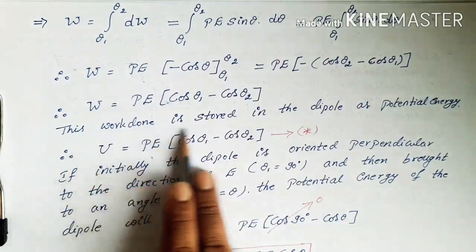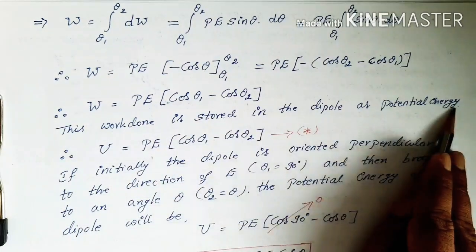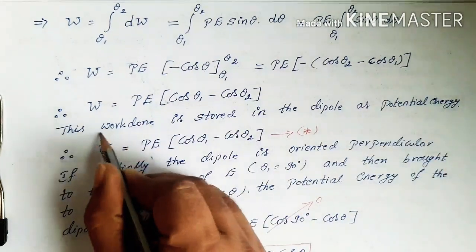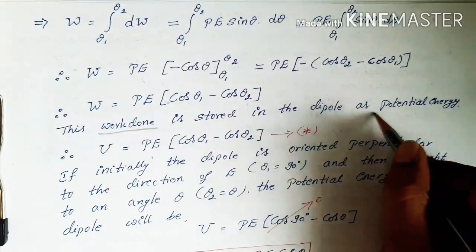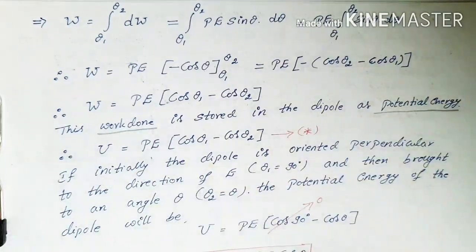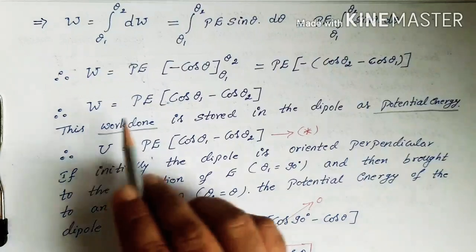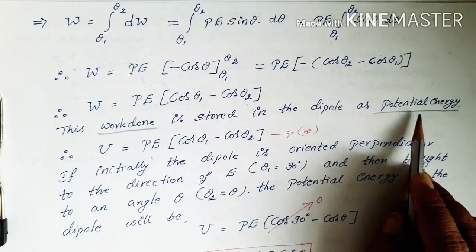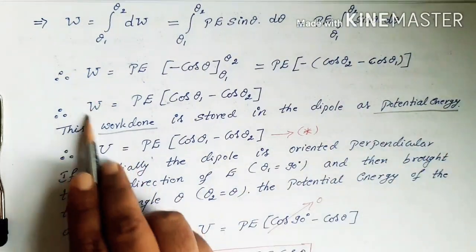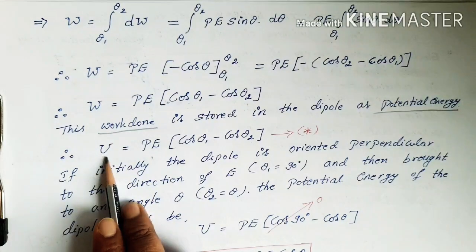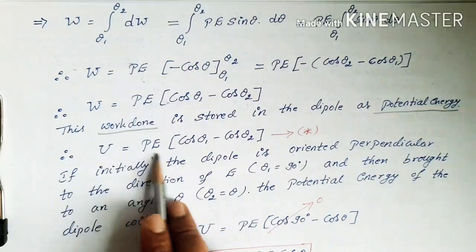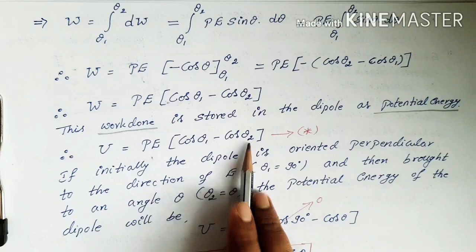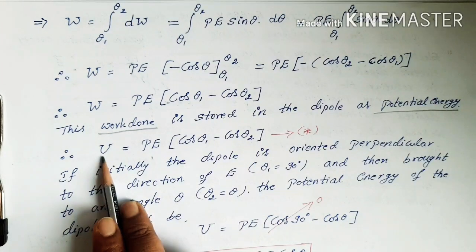So this work done is stored in the dipole as a potential energy. According to the electric potential energy definition, it is the work done, right? So this work done can be called a potential energy. So we are replacing the symbol W by U, that is equal to PE (cos theta 1 minus cos theta 2). U is nothing but potential energy.